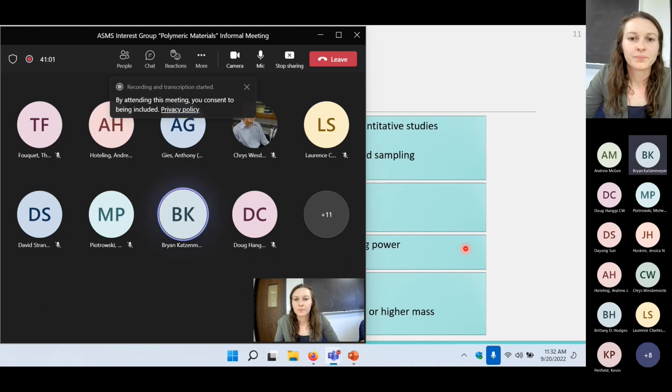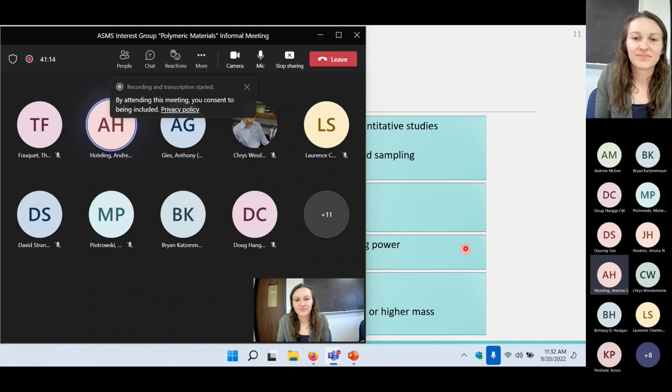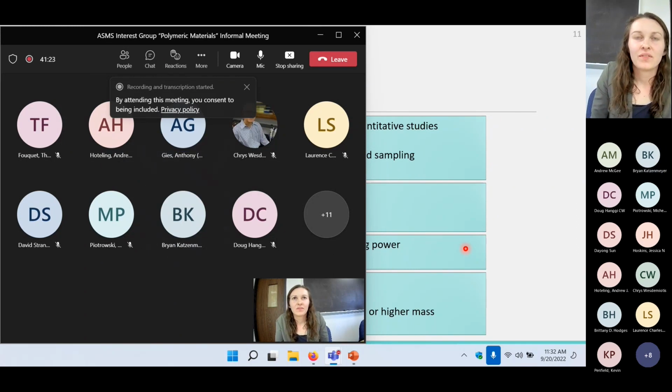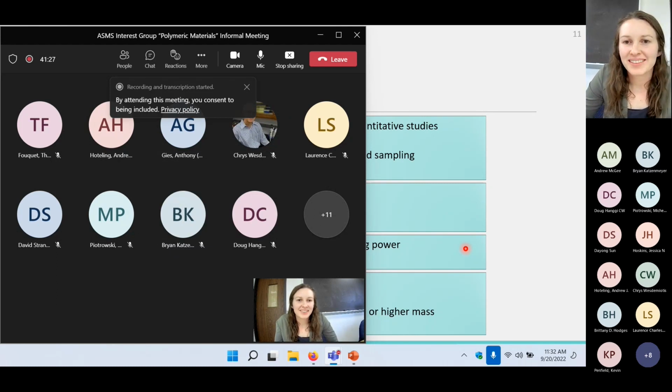Yeah, and assuming they have a mass spec that can do it too. Not every lab does. Yeah, it's more likely that labs have a GPC than a high resolution mass spec. Yep, exactly, just from cost. Yeah. Thank you, Addie. Definitely all good points.